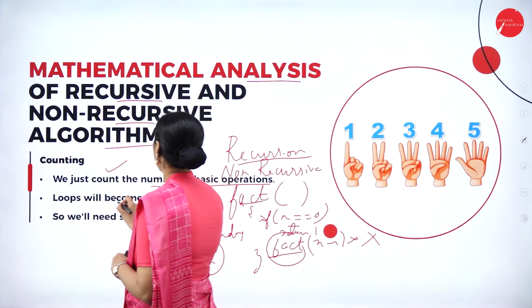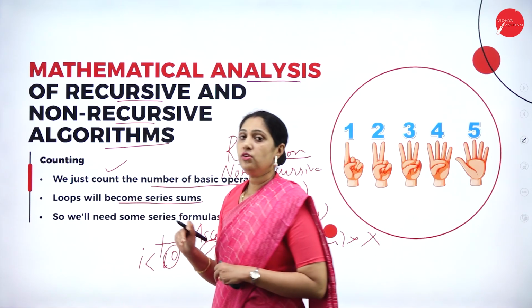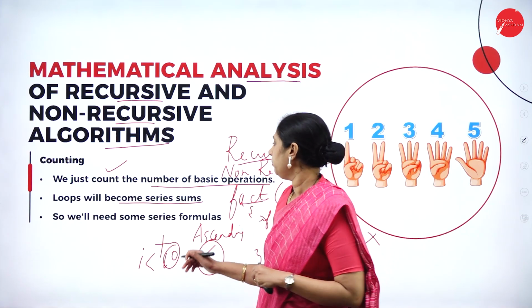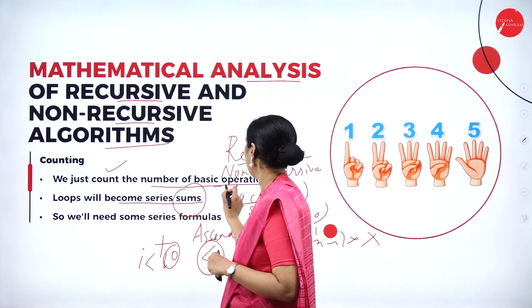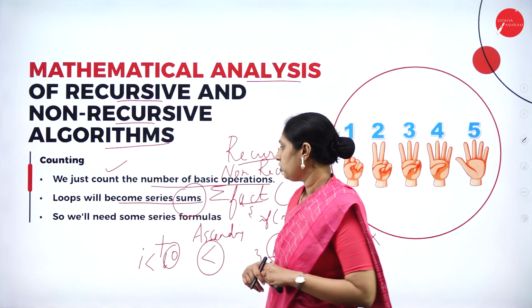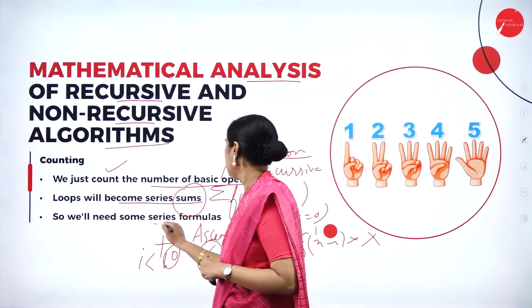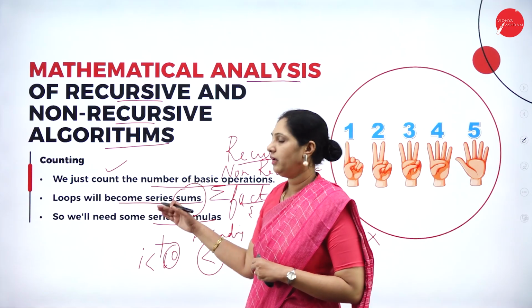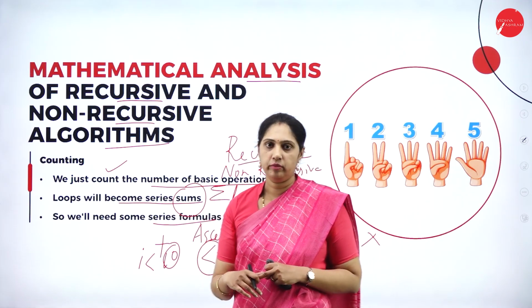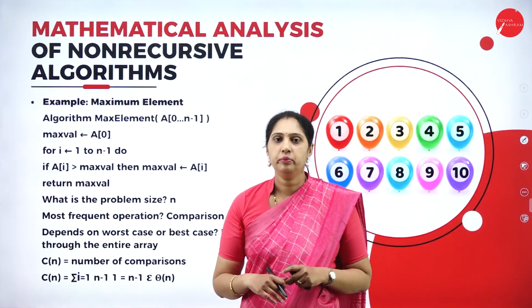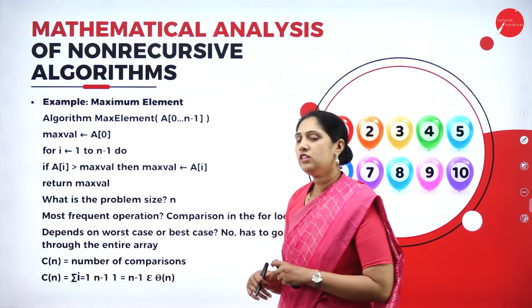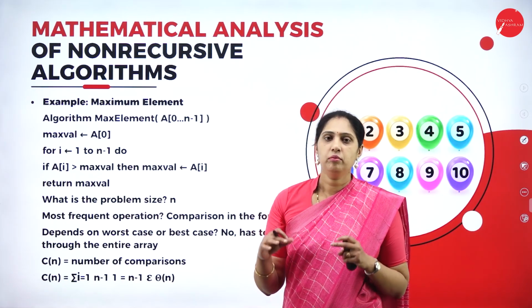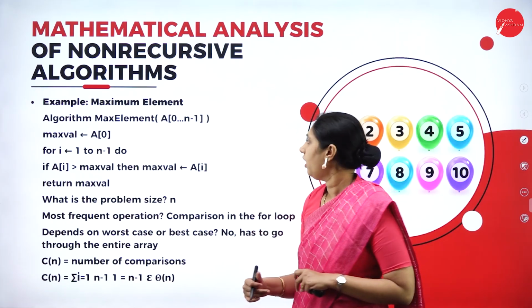Next, loops will become a series sum. Loops can be denoted by sigma, so you need some series formula. Based on that operation, based on this step, we'll denote it by a formula. So we'll take an example for maximum. What is maximum? If I take the number of elements in this, which is the highest.